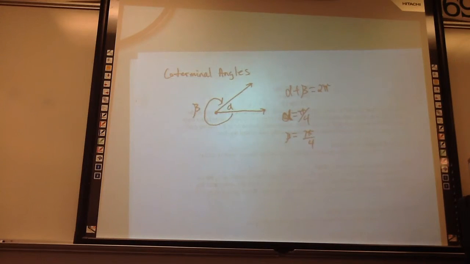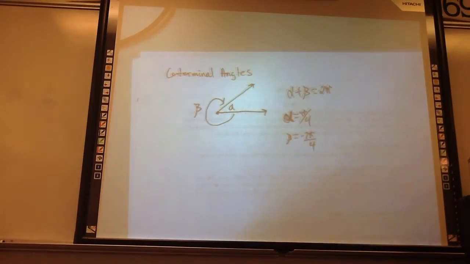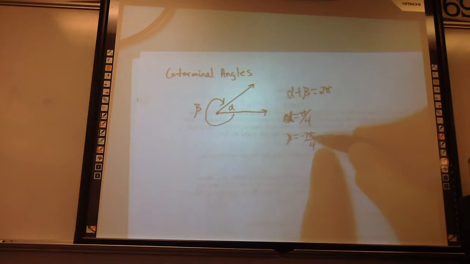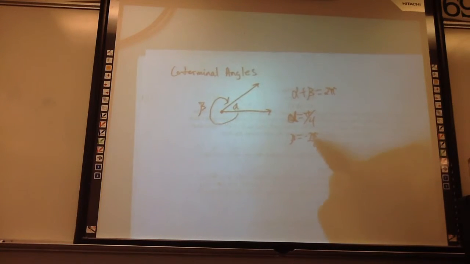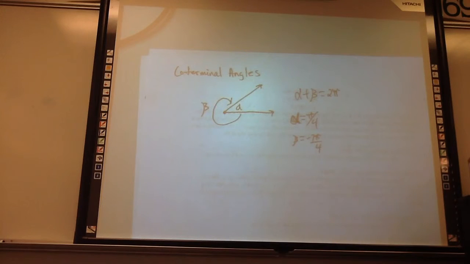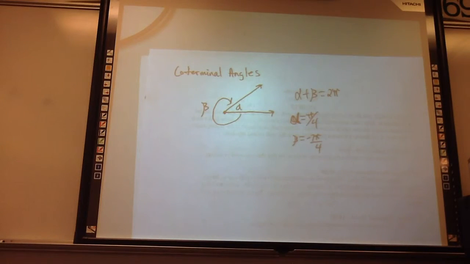It's just a little technicality here. Which way did I go for beta? It's negative, so it's negative 7 pi over 4, even though if you add negative 7 pi over 4 plus pi over 4, you don't get 2 pi. Because when measuring angles, negative doesn't mean you subtract it. It just means that you measured it the other way. It just has to do with direction. Meaning I went this way, 7 pi over 4.